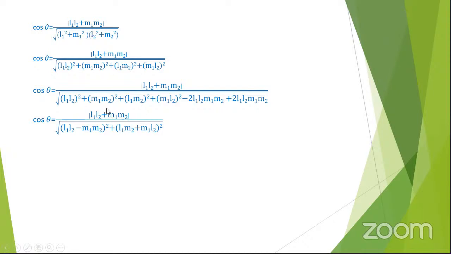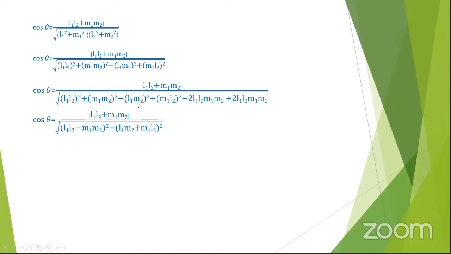If we take them together, it will be of the form a square plus b square minus 2ab, and then we'll get (a minus b) whole square. Here a equals L1 L2 and b equals M1 M2. Hence by combining these three terms, that is (L1 L2) whole square plus (M1 M2) whole square minus 2 L1 L2 M1 M2, we'll get (L1 L2 minus M1 M2) whole square.